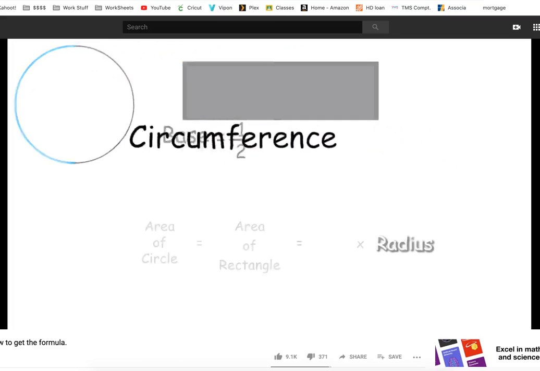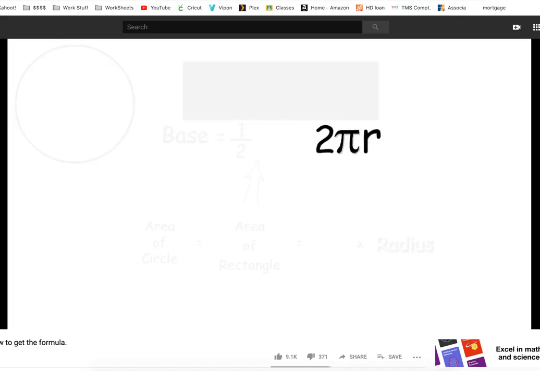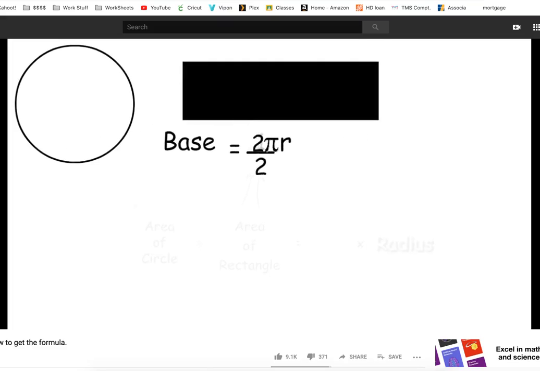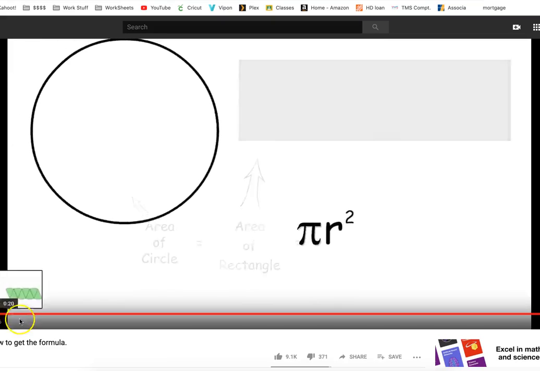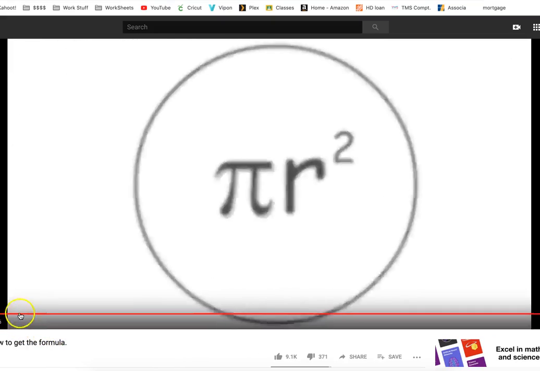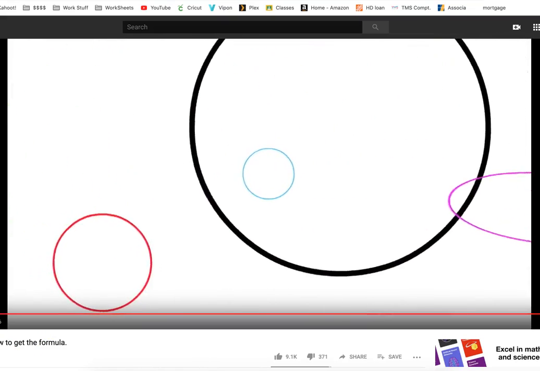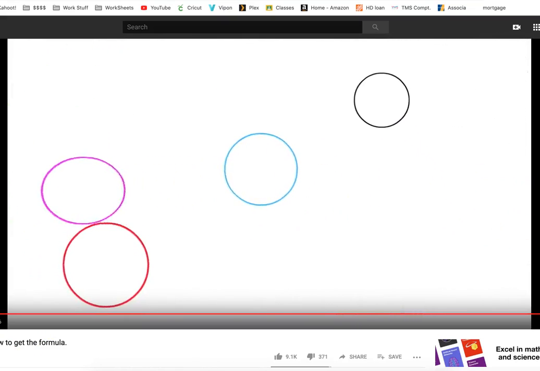Remember that the circumference is equal to 2 pi r. When we combine it with 1/2, the 2's cancel out, and base is equal to pi r. So now base times height becomes pi r times r. Combine the r's together and we have pi r squared, which is equal to the area of the rectangle, which is equal to the area of the circle. Mind blown. So pi r squared can be used to calculate the area of any size circle that exists.